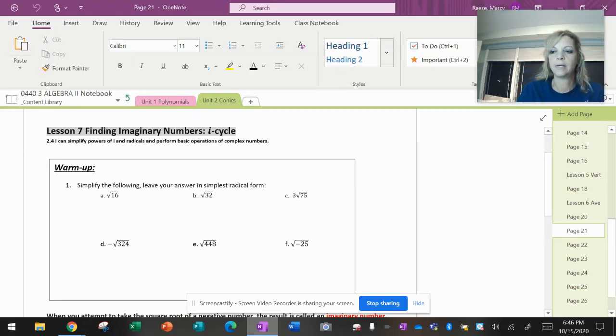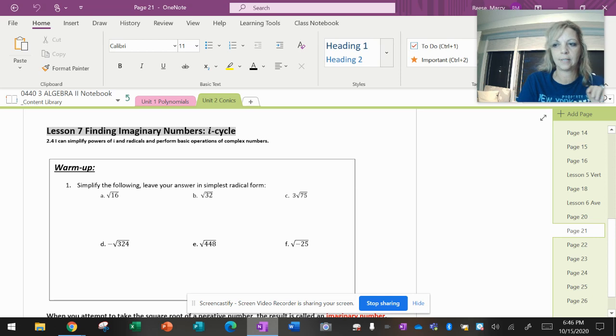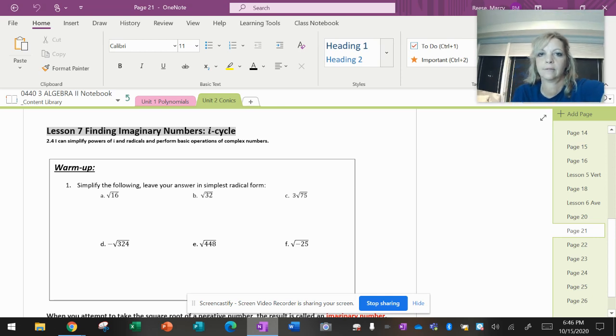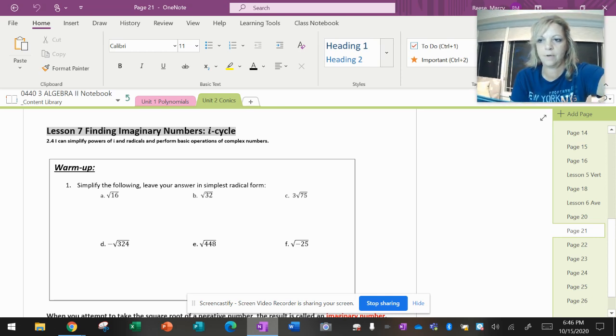And gentlemen, we are doing lesson 7. Lesson 7, finding imaginary numbers for the I cycle. So this is something that's a little new to you guys. All right, so we're going to do a little warm up to get you started.